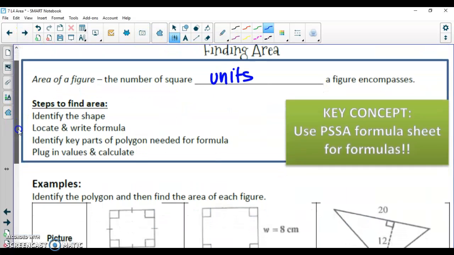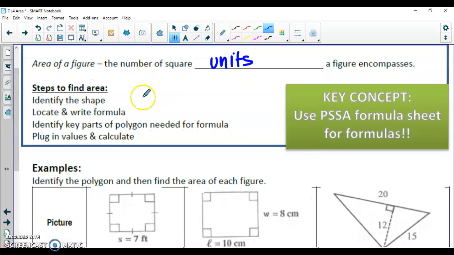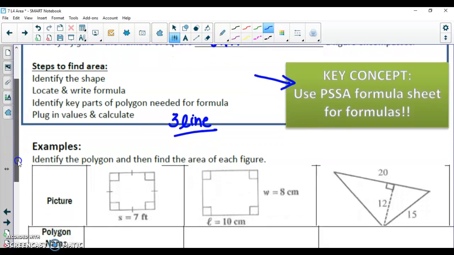Our steps that we're going to follow: item number 1, identify the shape, and then we're going to be using our formula sheet that you were given at the start of this chapter. The steps that Mrs. Grabner is requiring you to do is to locate and write the formula. You will have to write the formula with nothing else filled in to show me that you know what shape we're talking about. Once you've figured the formula out, you identify the key parts that are needed for your formula, plug in your values, and calculate. So what we're looking for here is basically a 3-line process, and I'll demonstrate that for you in the next couple examples.